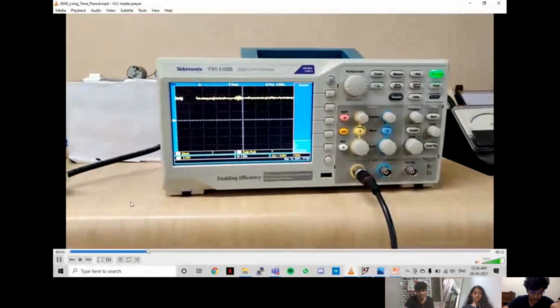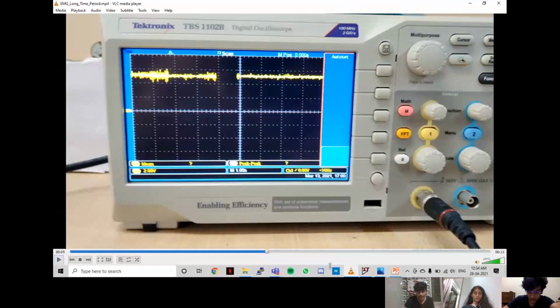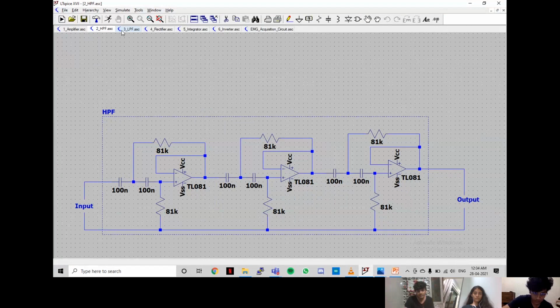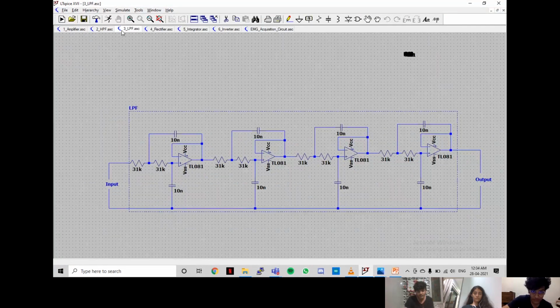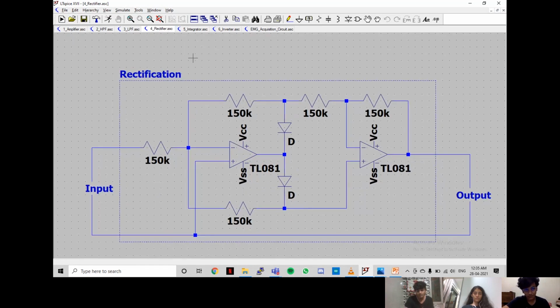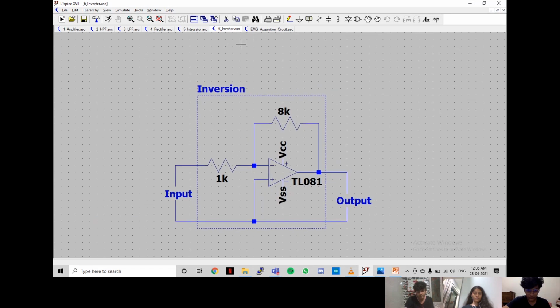After amplification, we filter the signal using a high pass filter and a low pass filter to block all the noise. The signal with frequency below 20 Hz or above 500 Hz is considered to be noise, so we filter them out. We rectify the signal to get only the positive pulses and integrate it to get a smooth analog wave. We use an inverter to invert the polarity of the signal and apply some gain to attain the desired amplitude.